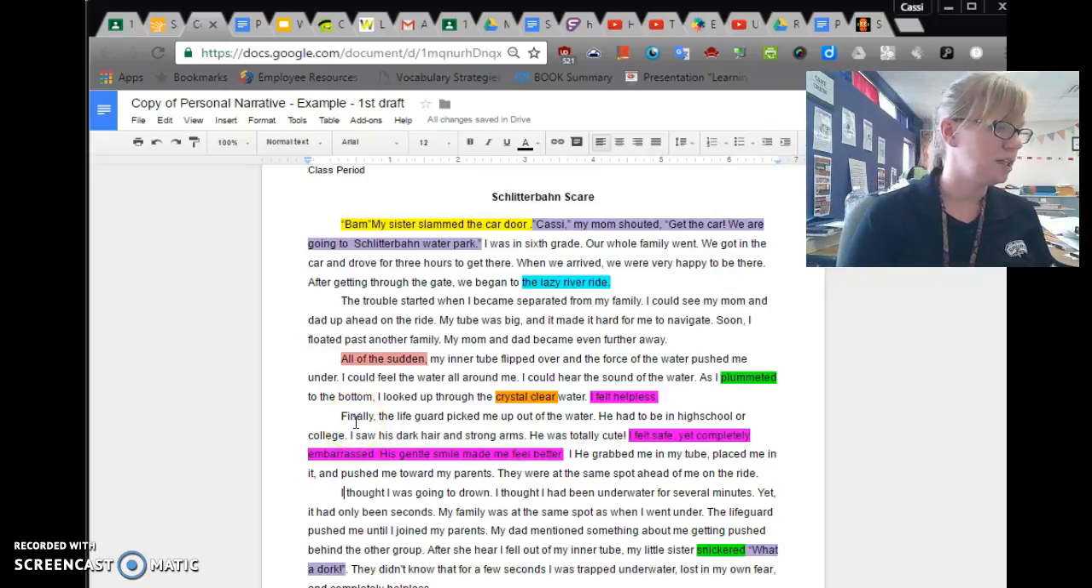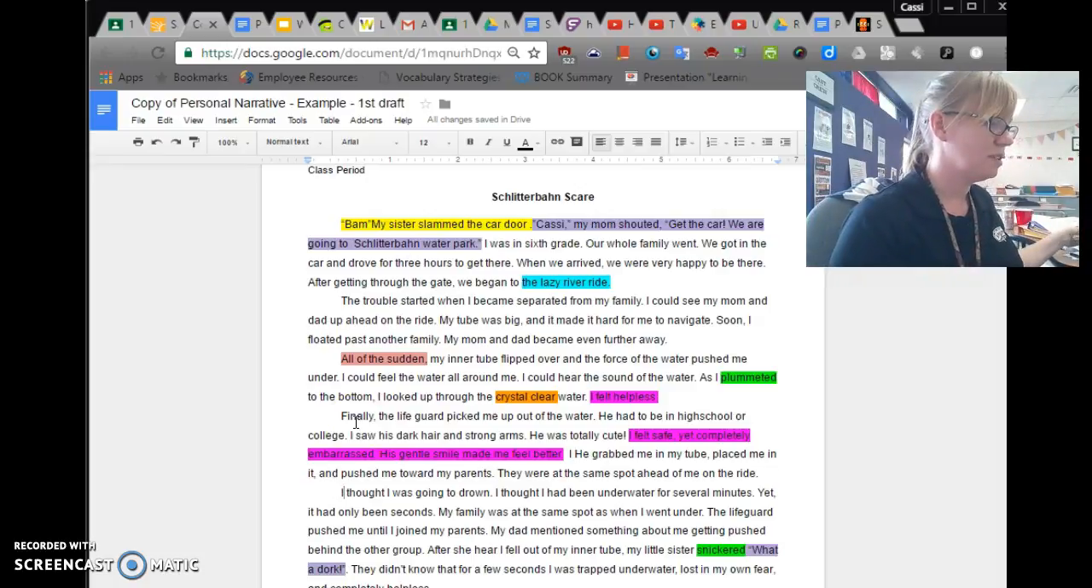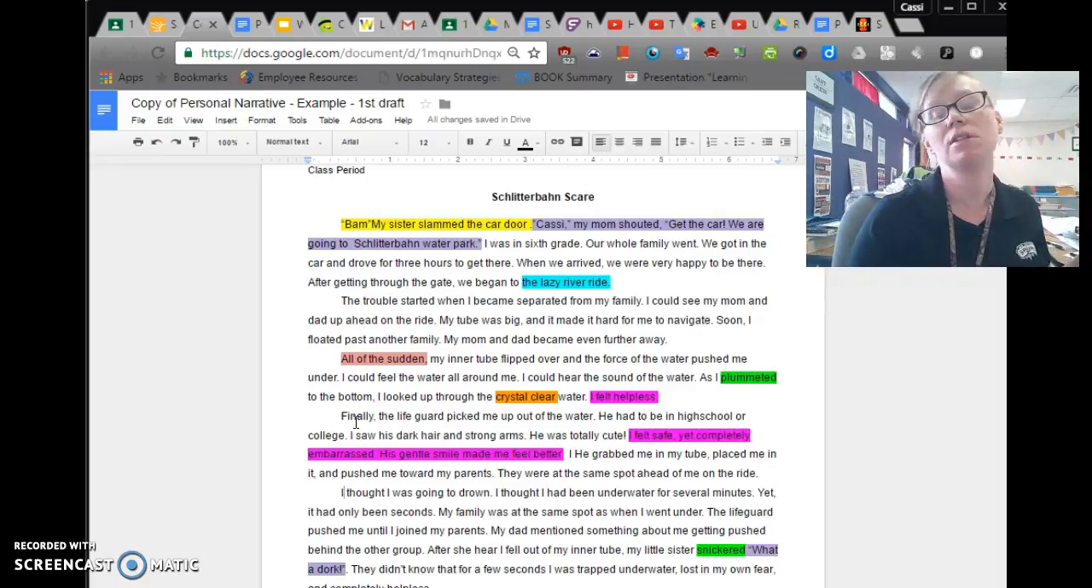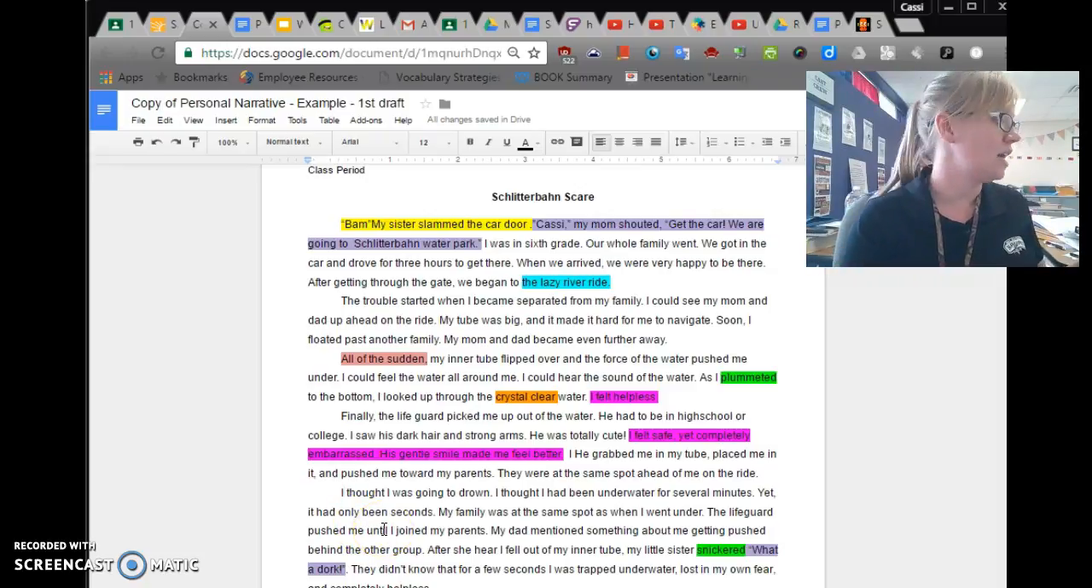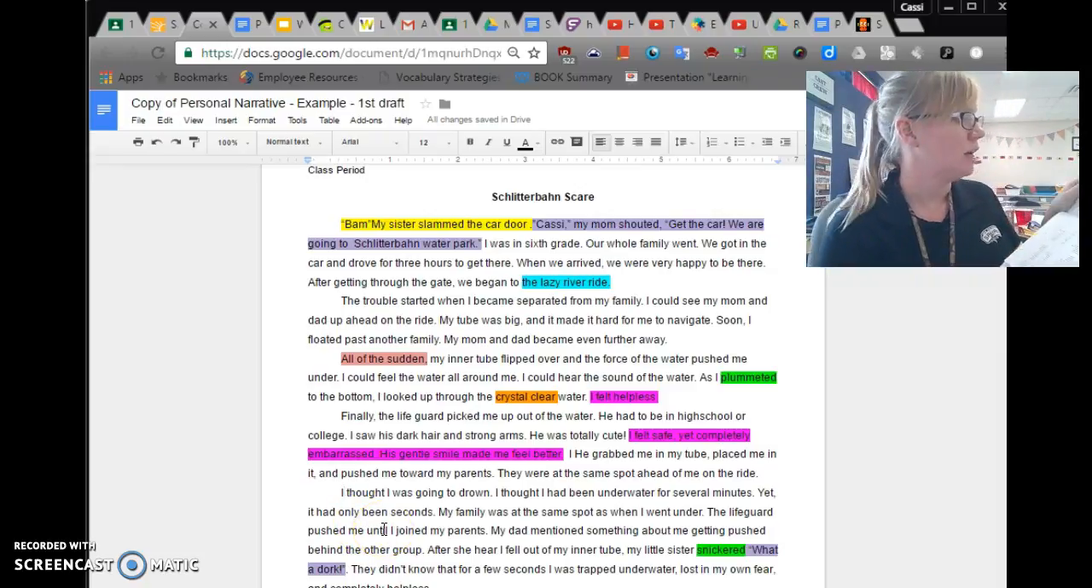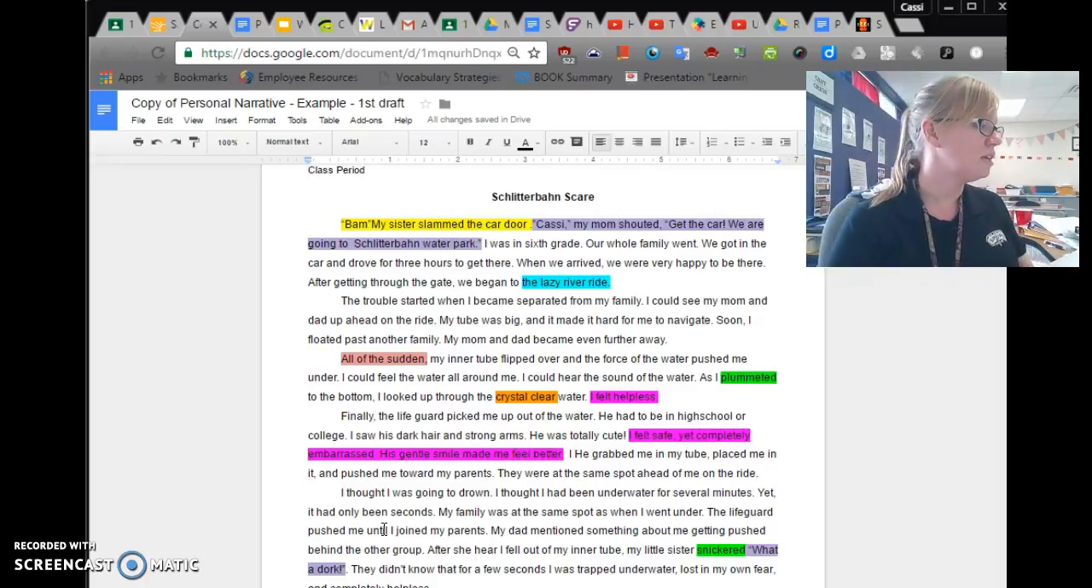Now if I look at finally, the lifeguard picked me up out of the water. What could I kind of replace that with? So finally makes it sound like it was a long time. Later in my story I said that it was only a few seconds. So let me look at time in chronological order. I have immediately, quickly, finally. I like immediately. I also have instantly, all of a sudden.